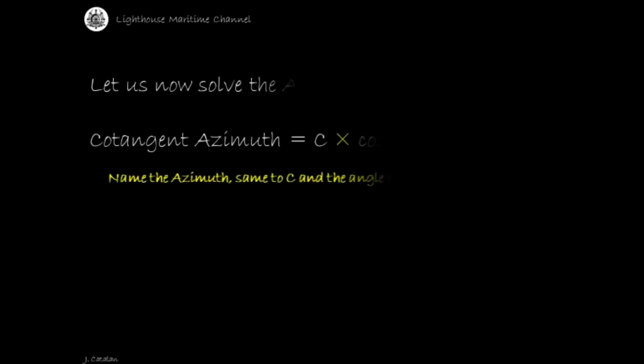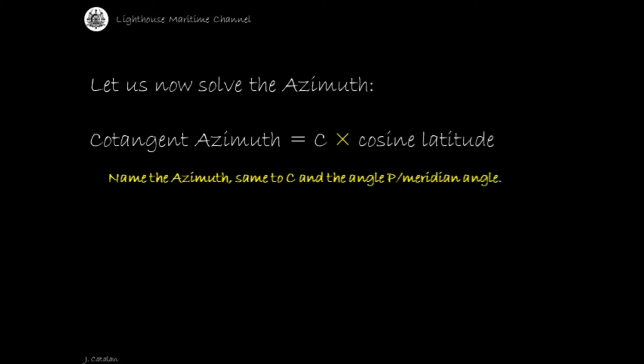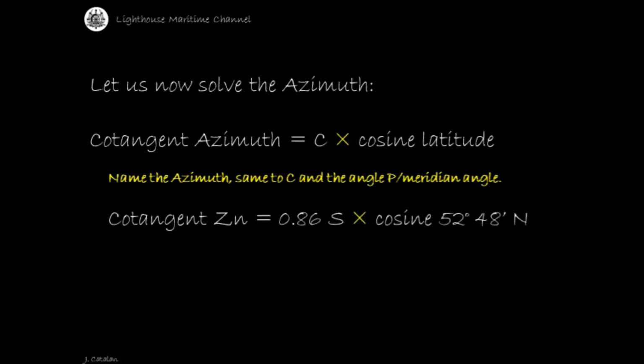Let us now solve the azimuth. Cotangent azimuth is equal to C multiplied by cosine latitude. Name the azimuth same as C and the angle P, the meridian angle. Distribute now the value. Cotangent azimuth is equal to 0.86 south multiplied by cosine 52 degrees and 48 minutes north. The result: cotangent azimuth is equal to 0.51996. Azimuth is equal to south 62.5 degrees west.